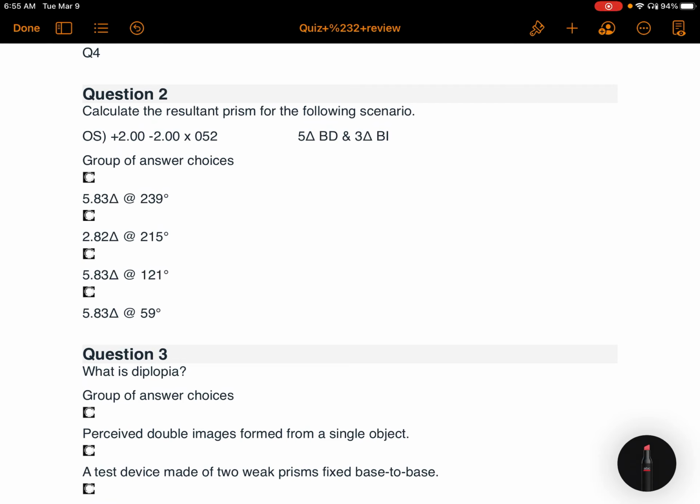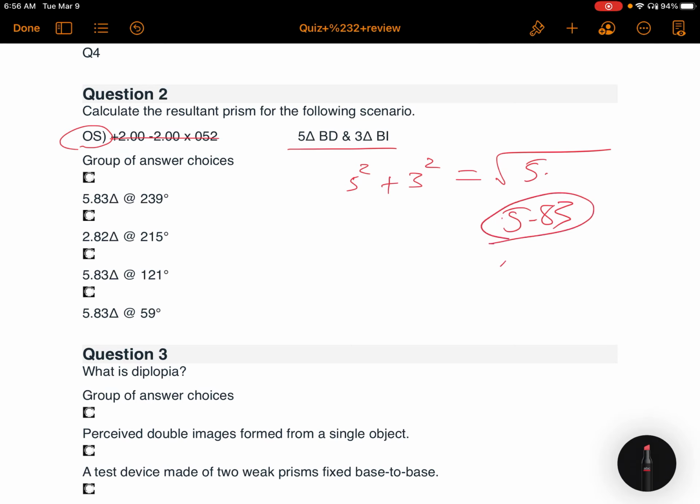Question 2. What is the resultant prism for the following scenario? Remember, we're ignoring this part of the prescription. We're focusing on which eye and the base directions. So step 1 is Pythagorean theorem. We're going to do 5 squared plus 3 squared equals, and then take the square root of that. 5 squared is 25, plus 3 squared, which is 9, equals 34, and the square root of that is 5.83 is our answer. So that's the prism amount.